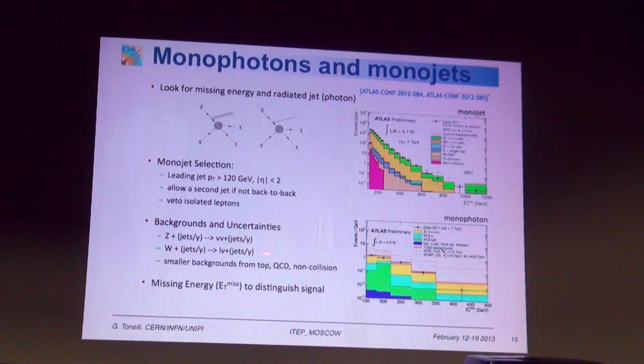Since you request a large missing ET, the main background is invisible Z or W plus jets. Invisible Z is one of the major things you have to handle. You have many events with large missing ET, with the Z, for example, going to neutrino, and associated jets. You can have a photon or a jet, so you can misidentify this Z plus jets production as a single photon or a single jet plus missing ET.